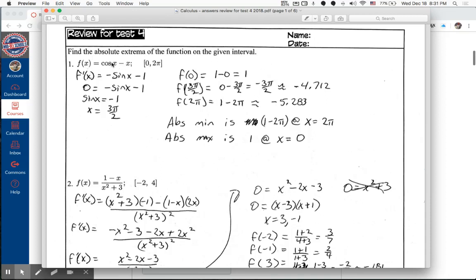So we need to take the derivative. Derivative of cosine is negative sine. Derivative of negative x is negative 1. Set that equal to 0 and solve. So we need to know when sine is negative 1. That happens at 3 pi over 2.